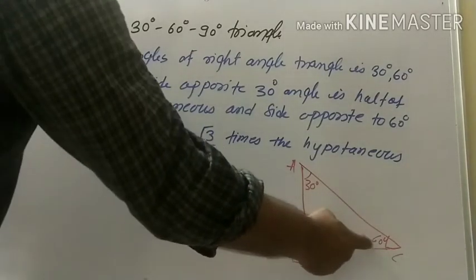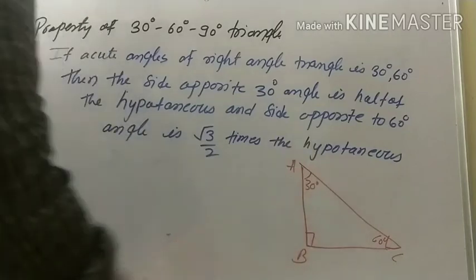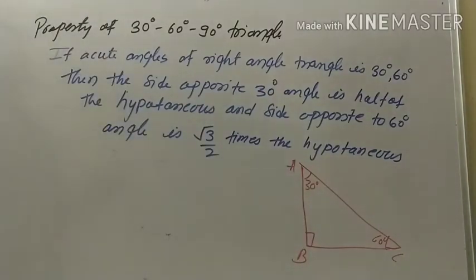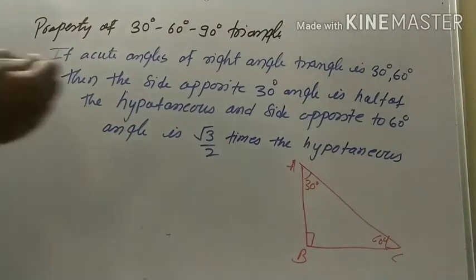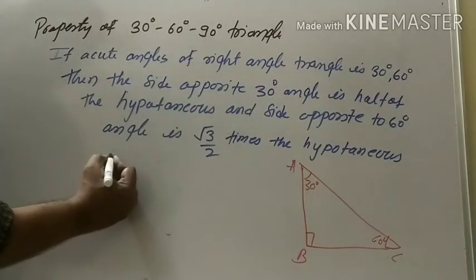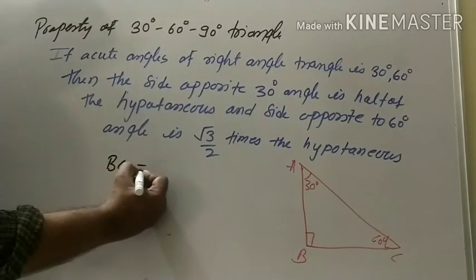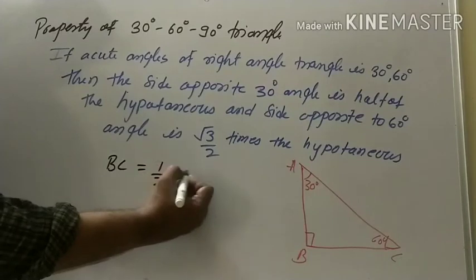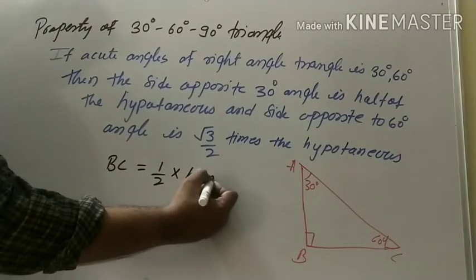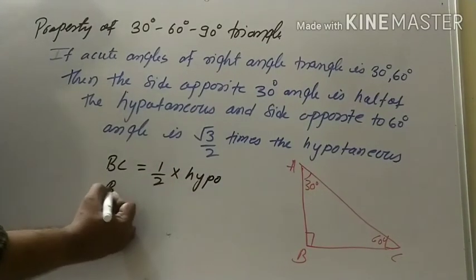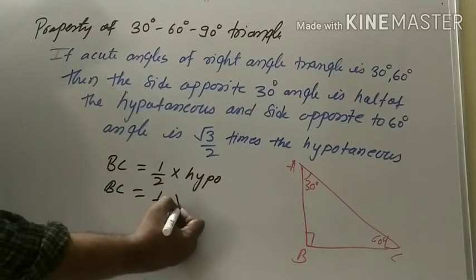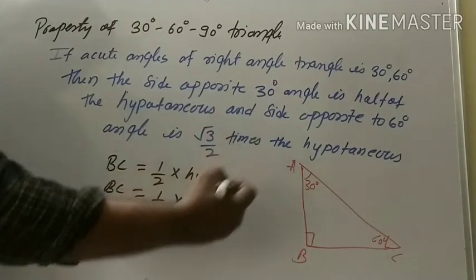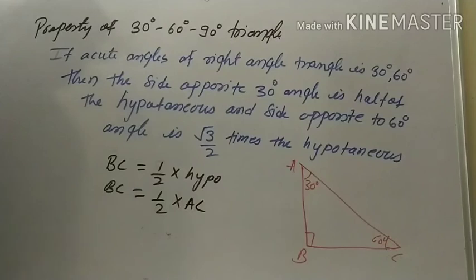And the side opposite to 60 degree, which is AB, is root 3 upon 2 times the hypotenuse. So what's the property? The side opposite to 30 degree is BC. BC is 1 upon 2 into hypotenuse. Hypotenuse is AC. So BC is half of AC.